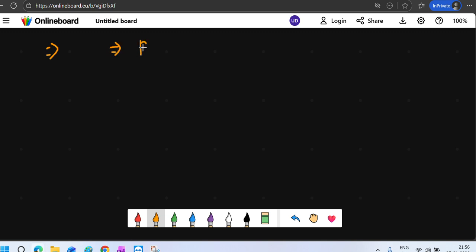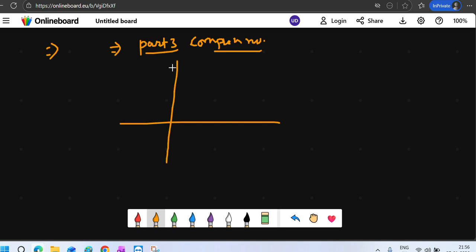Everyone. So today we are going to start part 3 of complex numbers. In this chapter, we will see the geometrical representation of complex numbers. Like you see, we know a z value like x plus iy. So what is x? What is y? We'll understand the geometrical meaning of that.